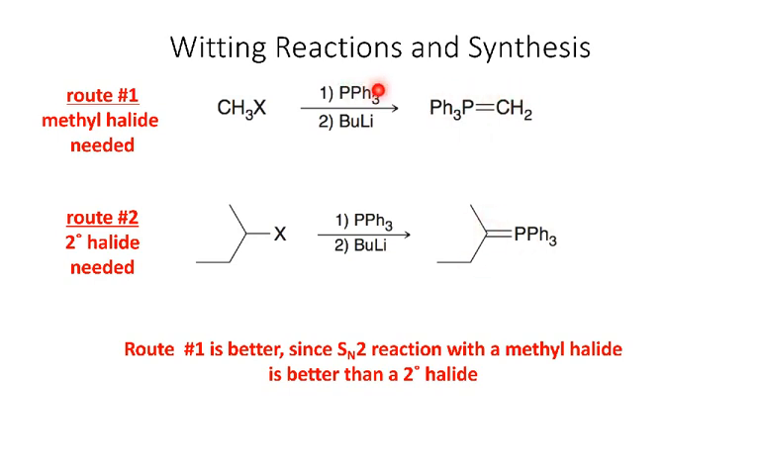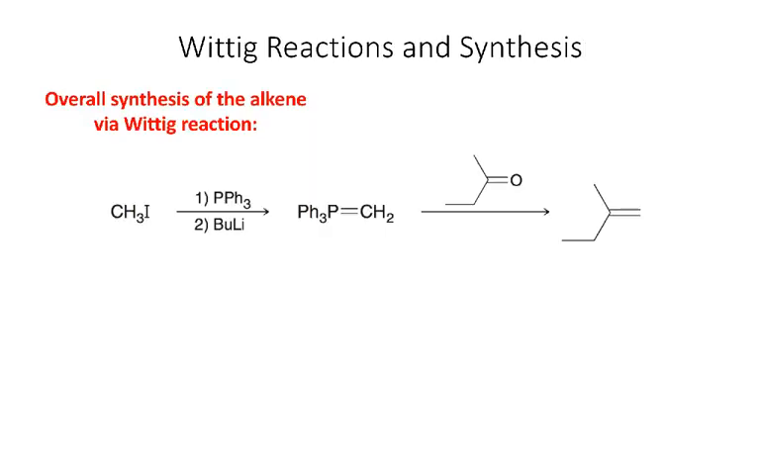Because this first step is an SN2 process, we know that's much easier with a methyl halide as opposed to a secondary halide. So the best choice would be to make this Wittig reagent and then use this as the ketone. And so the overall synthesis for this alkene would be to start with a methyl halide, convert that into the Wittig reagent, then react that with the necessary ketone to give us the alkene that we desired.